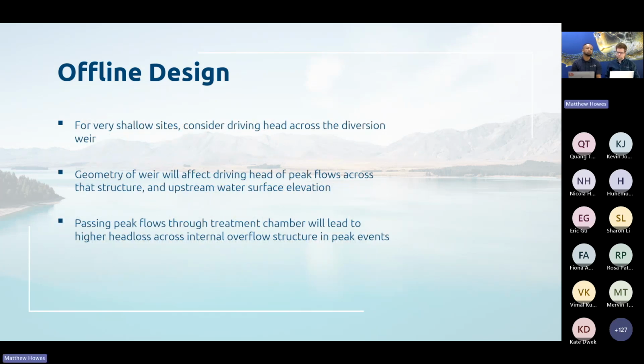And offline design also provides a solution for very shallow sites. As you know, routing the peak flows through the treatment system, as we mentioned earlier, results in higher head losses, which affects the upstream network. So if your site is already shallow, that's probably not the best way to go about it. So what you can do is use an upstream weir to divert those peak flows around the system, and you can use, for example, a longer weir to reduce the head loss, and that way you can accommodate that in your shallow site.